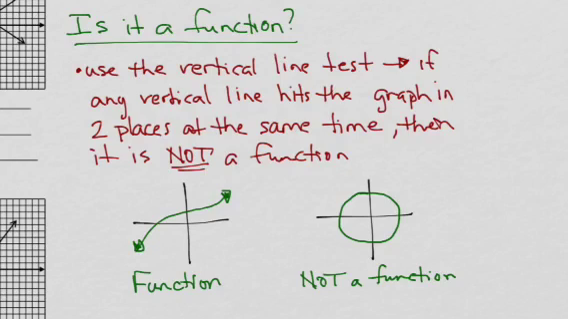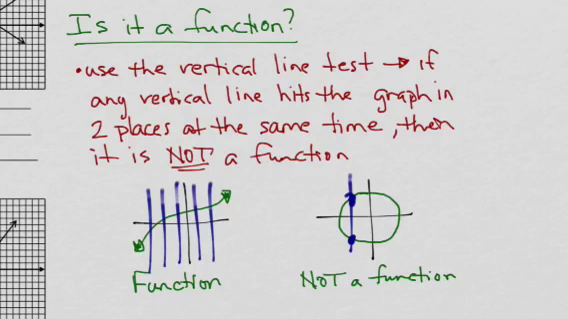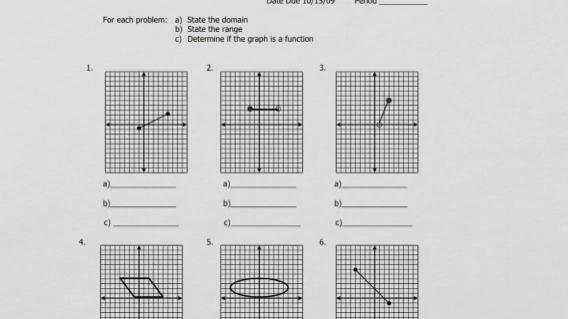On the left, it's a function because I can draw a straight up and down line, and every time I do it, I only hit the green line once. That's fine. But on this other one, if I draw a straight up and down line, you can see I hit the green line twice. That's bad. That makes something not a function. All right? So let's try some examples.